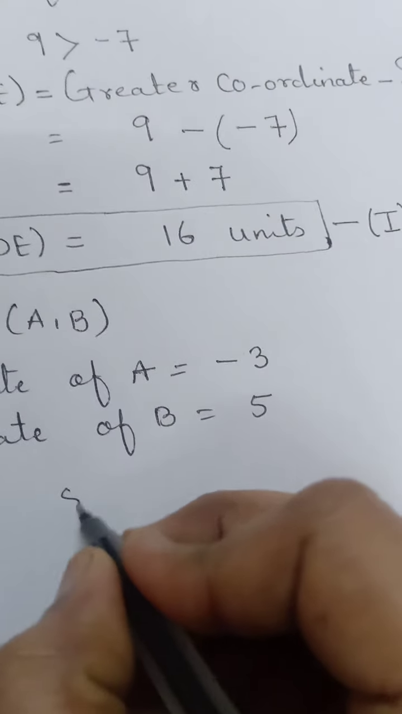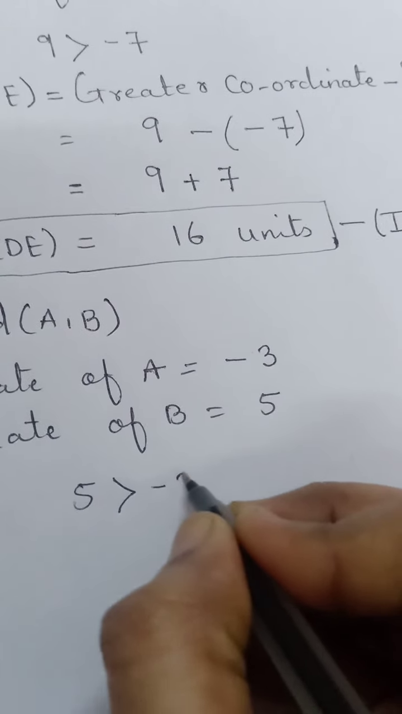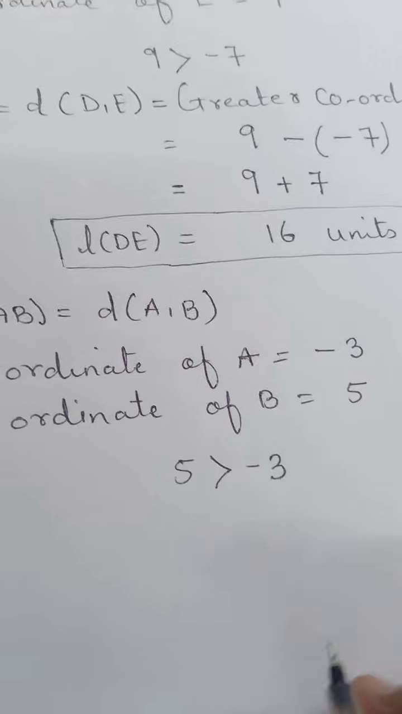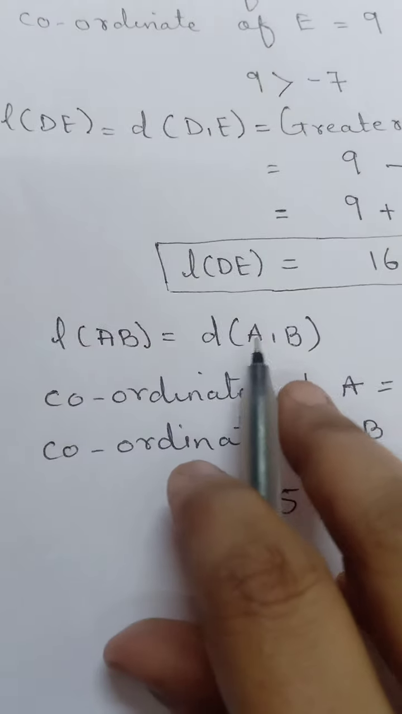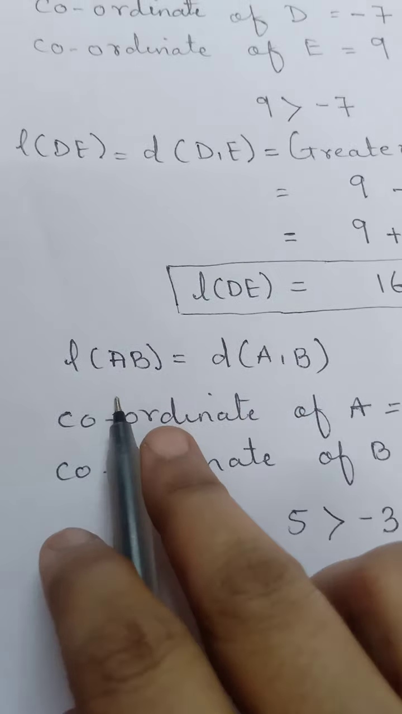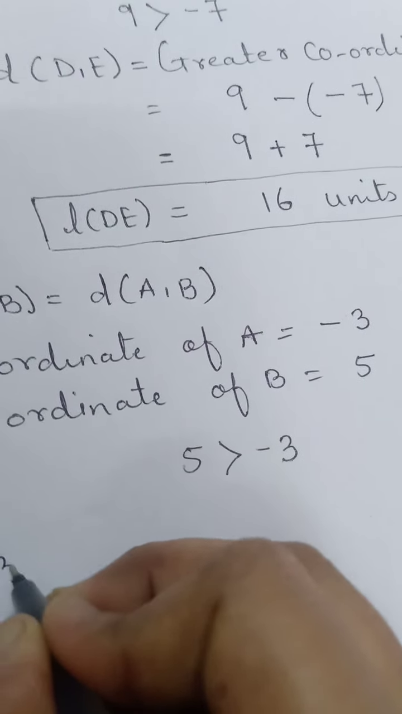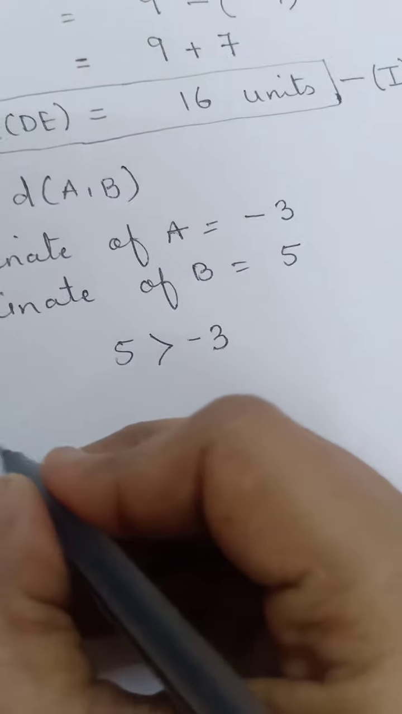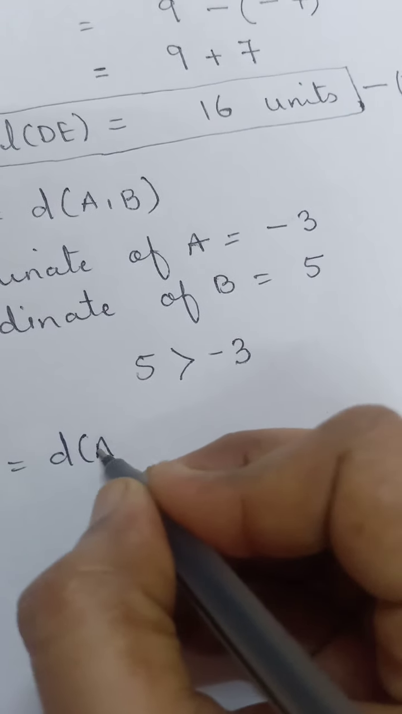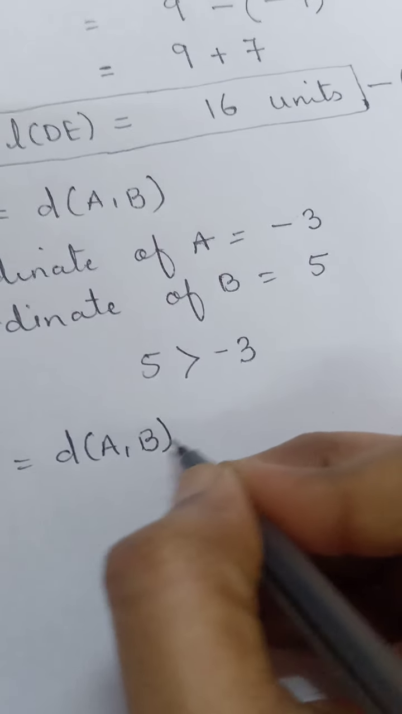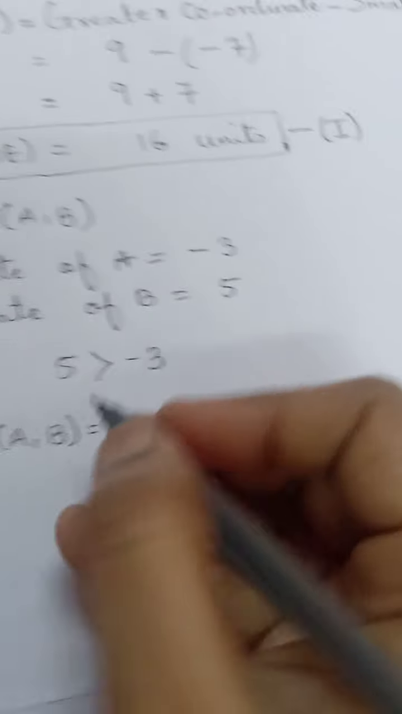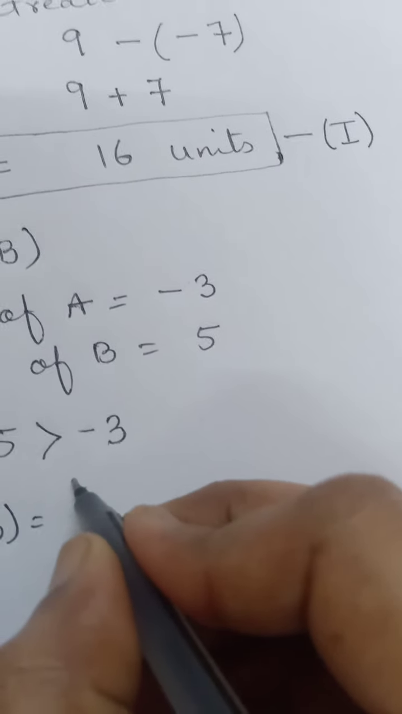So we can write 5 is greater than -3. So we have compared these two coordinates. Now we will find their distance, and the distance is equal to their length. So we can write length of AB is nothing but equal to distance between 2 points, that is A and B.